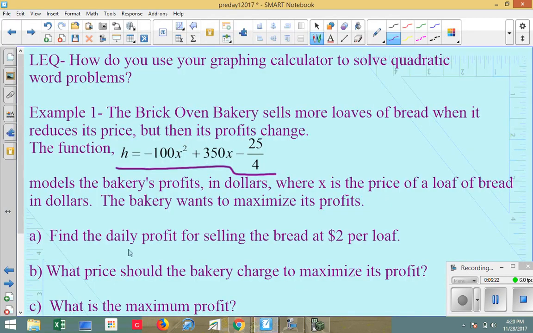So now that I have that graph, I'm going to go back to my question, which is: find the daily profit for selling the bread at $2 per loaf. If you recall this problem, X is the dollars of a price of one loaf of bread, and Y or H was the profit. So this question is asking us to find the profit for selling the bread at $2, which means we need to substitute 2 in for X. When we did this by hand, we substituted 2 everywhere there was an X, and we figured out the Y value.